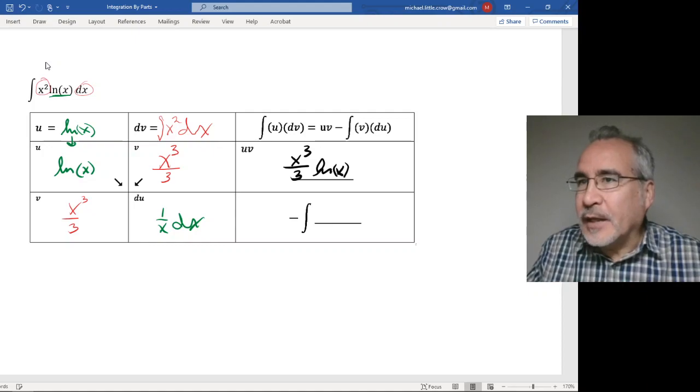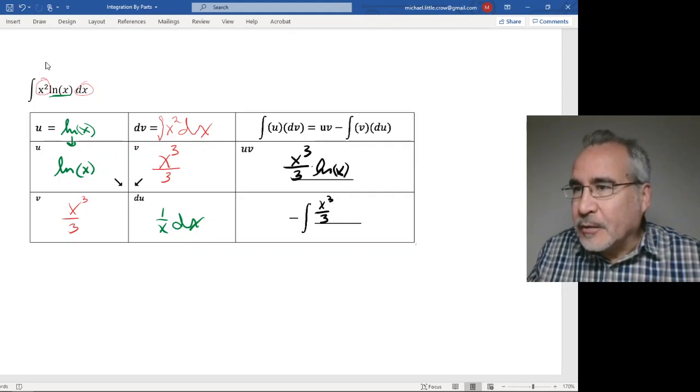Notice u times v, u times v. So this is u times v. Okay. Down here, we're going to get v times du. V times, this part is v, x to the third over 3 times the du part, which is 1 over x dx.